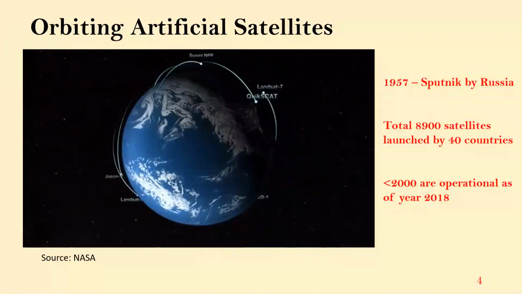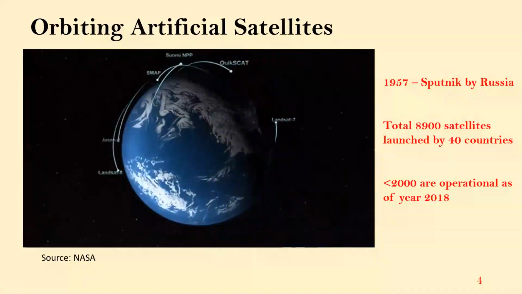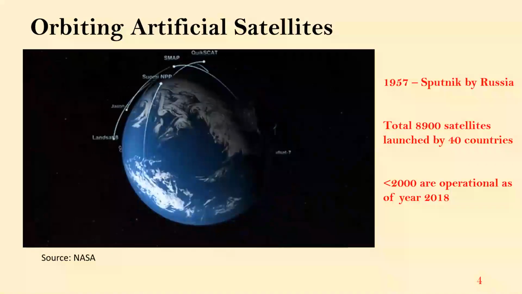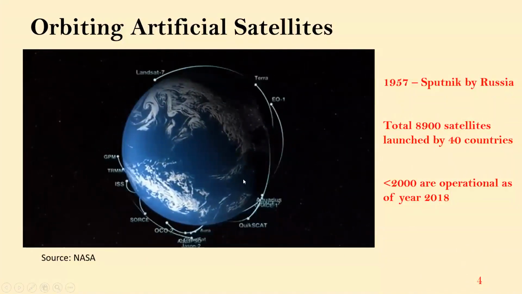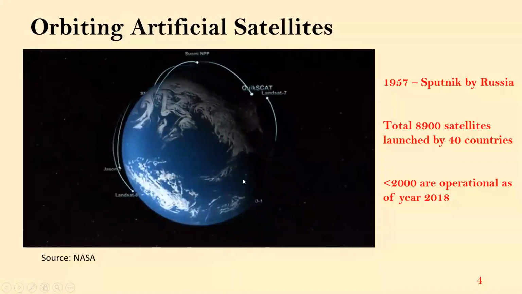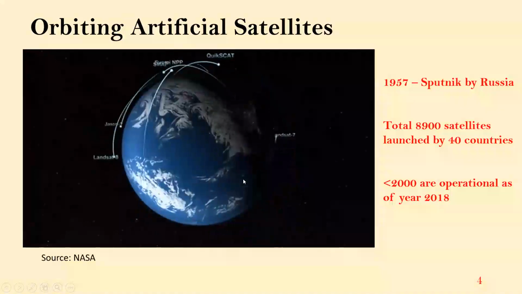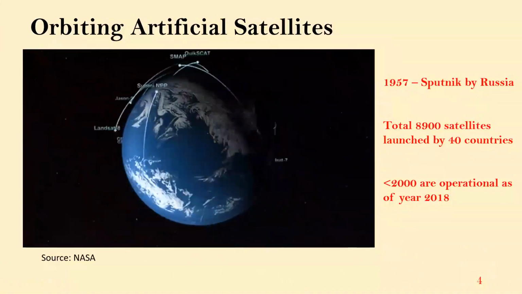Out of that, only less than 2,000 are operational. The others have become space debris. As you can see from this GIF file, the satellites are continuously orbiting around the Earth, collecting information about the Earth features and sending this information back to the ground stations on Earth.